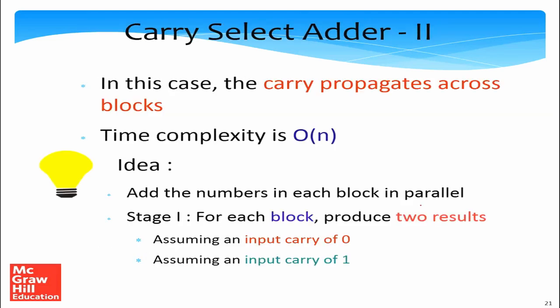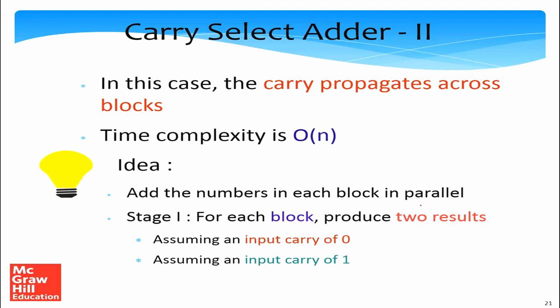So in this case, instead of adding a bit at a time, we'll be adding 4 bits, an entire block at a time. The carry will then propagate across blocks, which will still take order of n time. But let's come up with a novel idea of how to speed it up, right? What was the original aim? The original aim was that from an order n time complexity, we want to move to an order of square root of n time complexity.